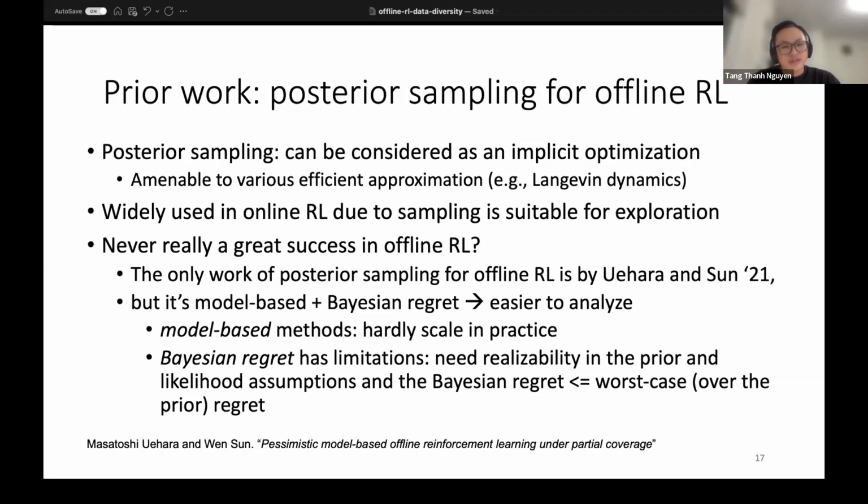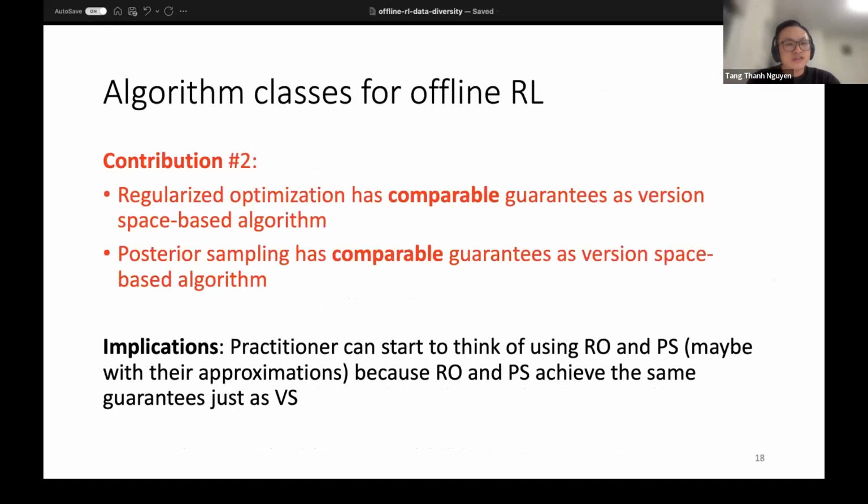Bayesian regret has some limitations because it needs some realizability in the prior, and the Bayesian regret is always smaller than the worst-case regret, which we study in this work. So basically, the main message in this work is that regularized optimization and posterior sampling work for offline reinforcement learning, and they perform just as well as the version space algorithms. That's the main message of this paper.